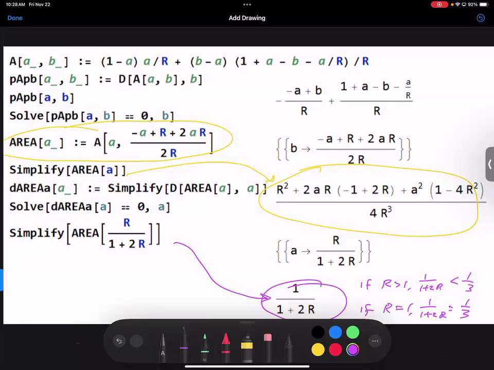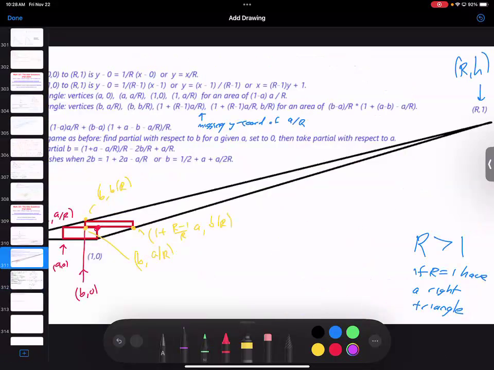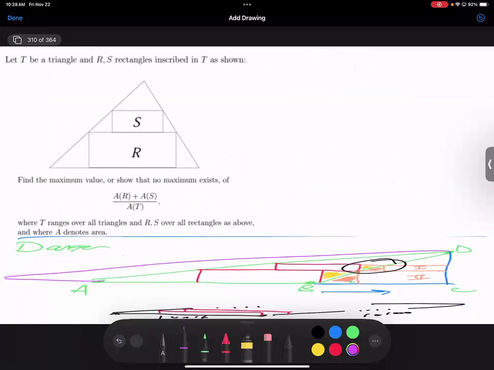And so in terms of what is the answer, because you always want to make sure on these problems, you might have done all the math right, but if you don't answer the question, you're going to lose points. What is the question? Find the maximum value or show that no maximum exists of the following. So the question is, do they give you a triangle and do you have to do things with that orientation, or do you get your choice of how you do things?